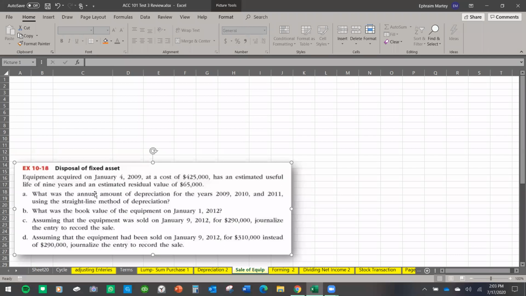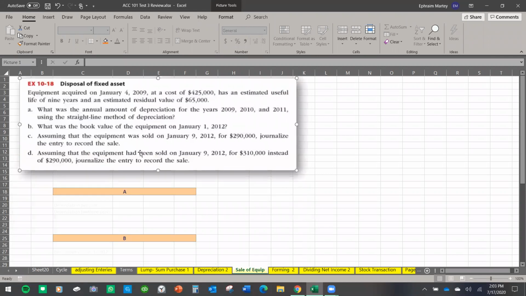Okay, our next problem is disposal of fixed asset. Disposal just means we are selling or you are getting rid of. Whatever you do, whether you sell or you give it to someone, you are getting rid of it. But in this case, we are selling it. We have been asked to find a depreciation for those 3 years. Okay, so we have 2009, 2010, and 2011. So I'm dealing with 3 years.